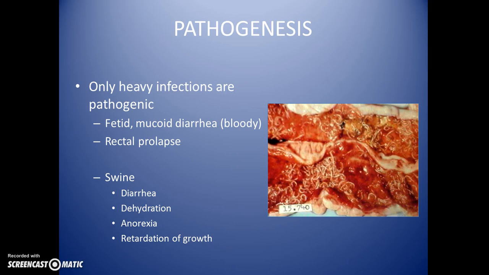Now for swine, the pathogenesis can be a little bit more severe, which I've experienced on my farm with my pigs. They can get diarrhea, dehydrated, they can experience anorexia, and it can actually cause unthriftiness and retard their growth altogether.